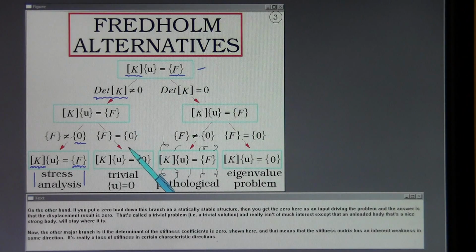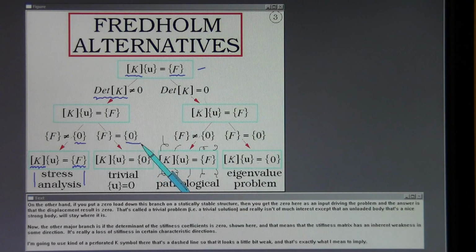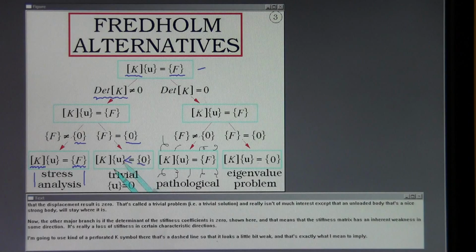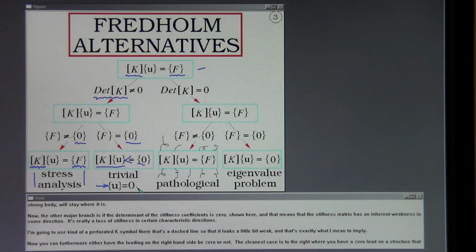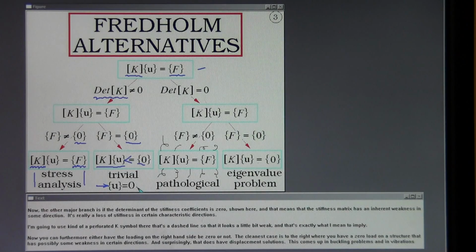On the other hand, if you put a 0 load down this branch on a statically stable structure, then you get 0 here as an input driving the problem, and the answer is that the displacement result is 0. That's called a trivial problem or a trivial solution, and really isn't of much interest except that an unloaded body that's a nice strong body will stay where it is.